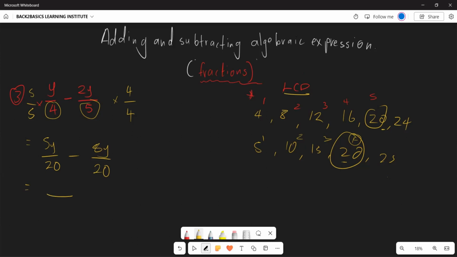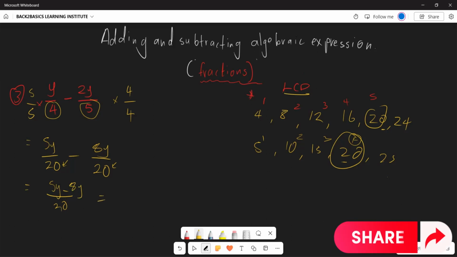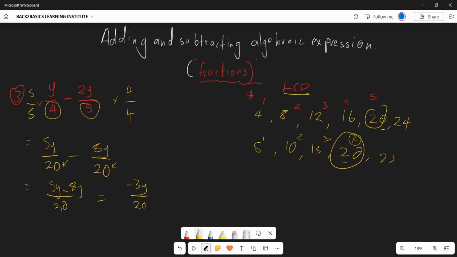Now, since you have the same denominators, right? The denominators are the same. Now you can write one denominator and write everything under one roof, right? So this is now going to be 5y subtract 8y. And now that you have done that, what is 5 subtract 8? So this is going to be your negative 3y over 20 altogether. And this is going to be your solution for your problem number 3.